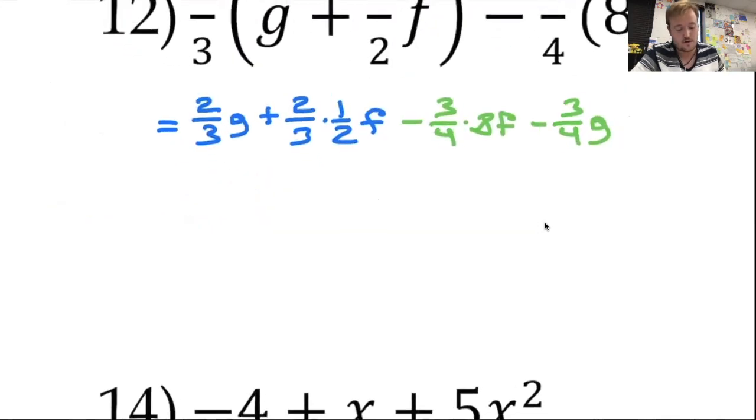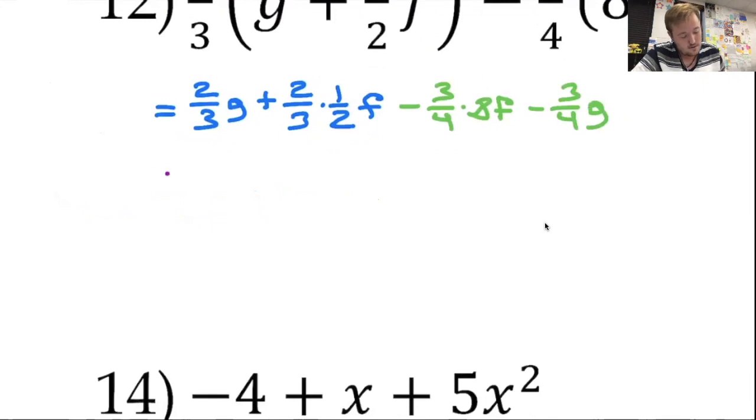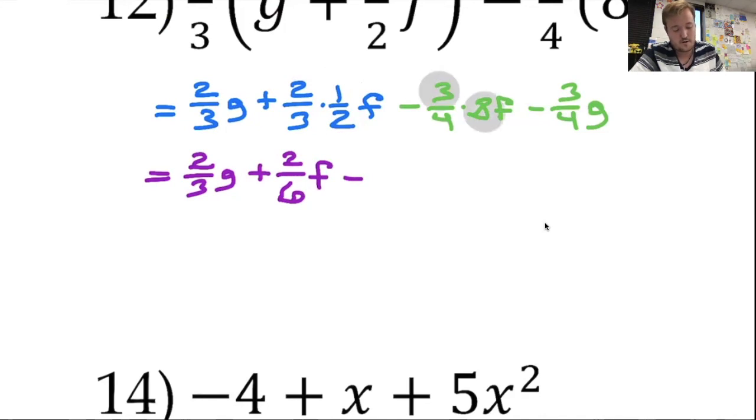All right, so we're going to start simplifying. The 2/3 g in the very front is good to go. So I'm going to multiply the 2/3 times 1/2. Remember, I'm going to multiply across, so the numerators get multiplied and the denominators get multiplied. 2 times 1 gives you 2, 3 times 2 gives you 6, f. And then just like before, I'm going to multiply the numerator times the whole number. So 3 times 8 gives you 24 over 4 minus 3/4 g.